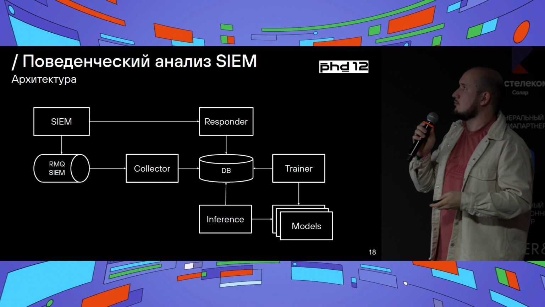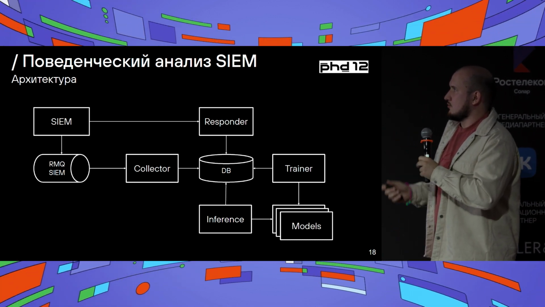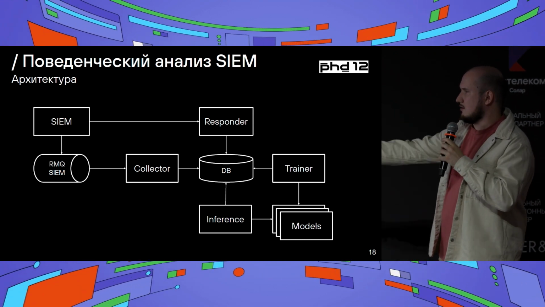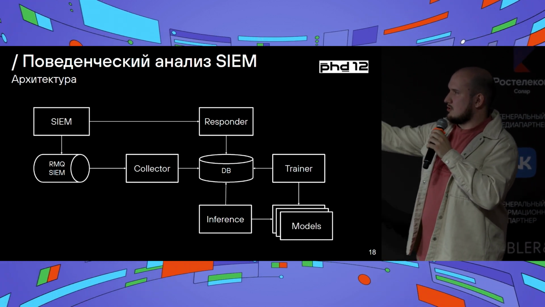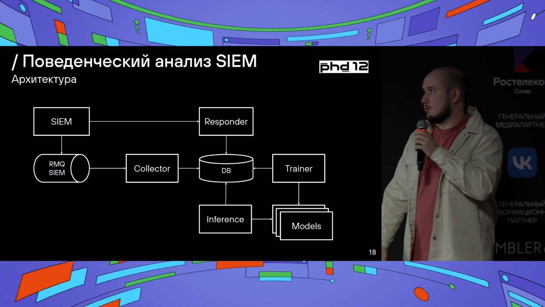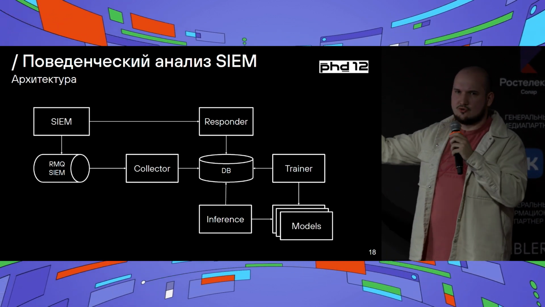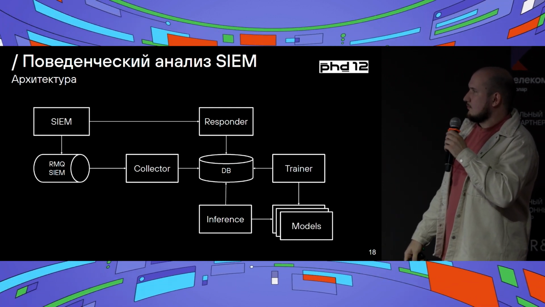A few words about the structure of behavioral analysis. As you can see, it consists of four branches: collector, responder, trainer, and inferencer. Initially, we get all the data from CM through a queue, and we clean this data with a collector and put it into our internal database.